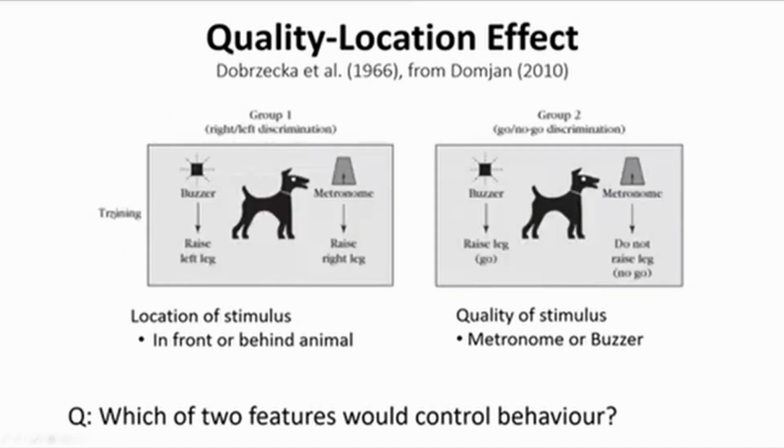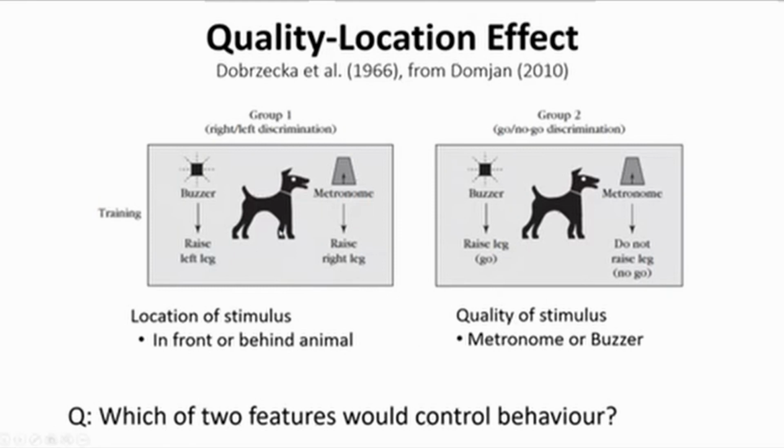So we can have group 1, which is set up as a right-left discrimination. So they had to either raise their right leg or raise their left leg as their operant response. We're going to present one of the options. In any good experiment, they would randomize this to control for any other confounds. We're going to talk about just one situation of this because it can get really complicated really quickly, but we would say that they have the metronome in front, and if they hear the metronome in the front, they're supposed to raise their right leg. Then they would have the buzzer behind them, and if they hear the buzzer from behind, they're supposed to raise their left leg.